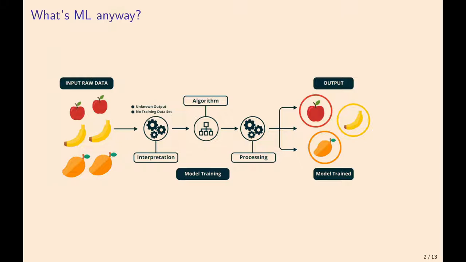To make this a little more mathematical, supervised machine learning is basically finding some mapping from data X, which is the input, to data Y, which is the output. And this is all there is to it. We have some inputs, we have some outputs, and we know that there is some relation between them, but we don't know which it is. This is exactly what supervised machine learning is all about: finding this relation in some way, shape, or form.